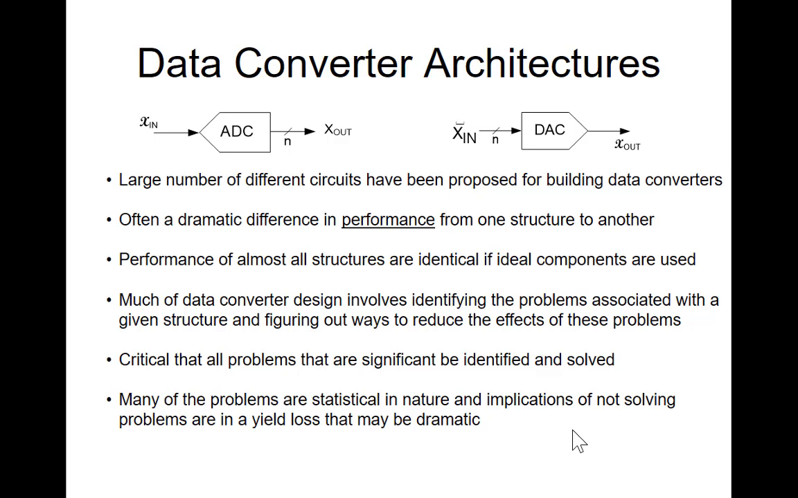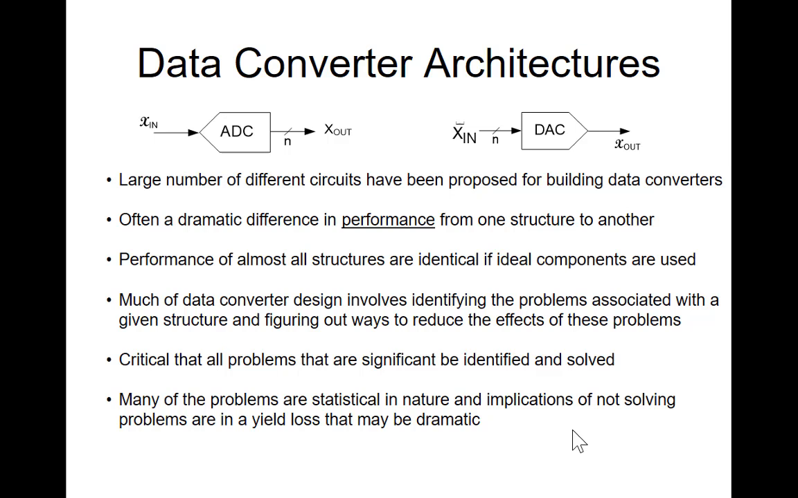Many of the problems are statistical in nature. They're usually associated with not being able to maintain close enough matching in our architectures, and not solving problems. If you don't solve these problems, the result is a yield loss. The yield loss can be dramatic.